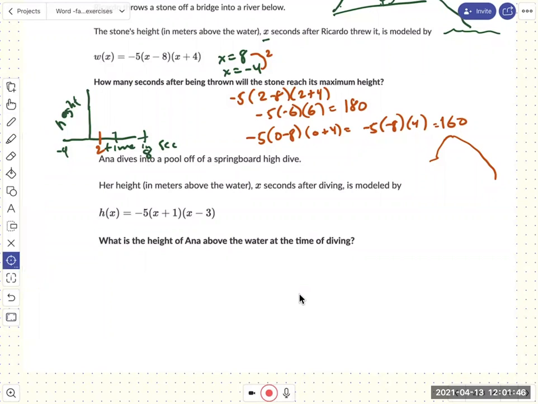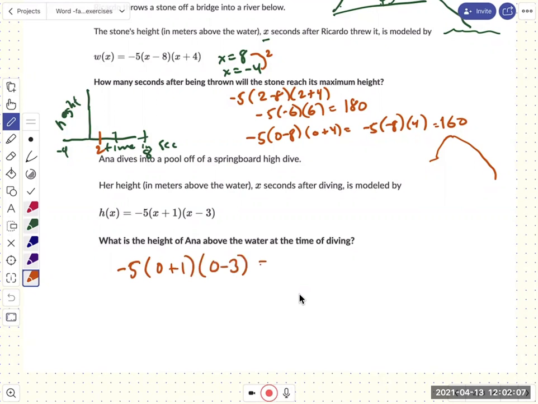Let's look at the next problem. Anna dives into a pool off a springboard. Okay, so what's her height in meters? Okay, so how far is she at the time of the dive? So at 0. So we just say, okay, that's easy. We put a 0 in. So we say -5, 0 plus 1, 0 minus 3. So that equals -5 times 1 times -3 equals 15. So she was on a high dive, right, a 15-meter. That's higher up than I would want to be. I didn't know they were quite that high.